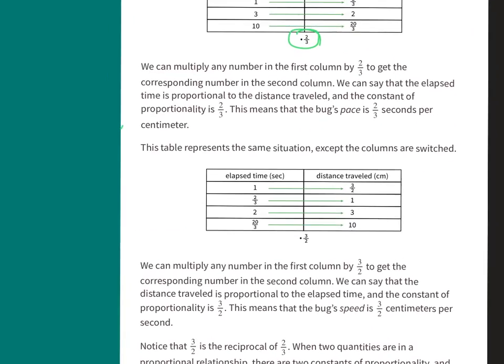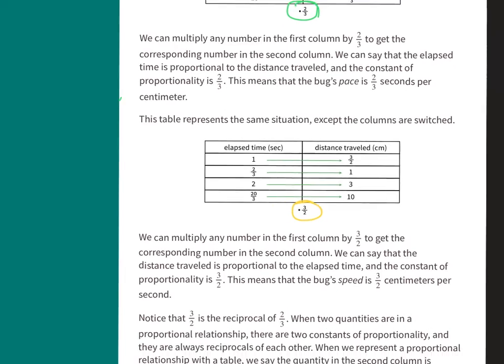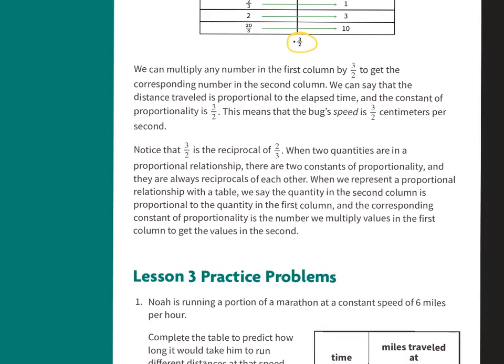Okay? So if the constant proportionality is 2/3 and they switch the columns, constant proportionality is also going to get switched. So 2/3 now is switched to 3/2. We can multiply any number in the first column by 3/2 to get the corresponding number in the second column. We can say that the distance traveled is proportional to the elapsed time, and the constant proportionality is 3/2. This means that the bug's speed is 3/2 centimeters per every second. Notice that 3/2 is the reciprocal or inverse of 2/3.